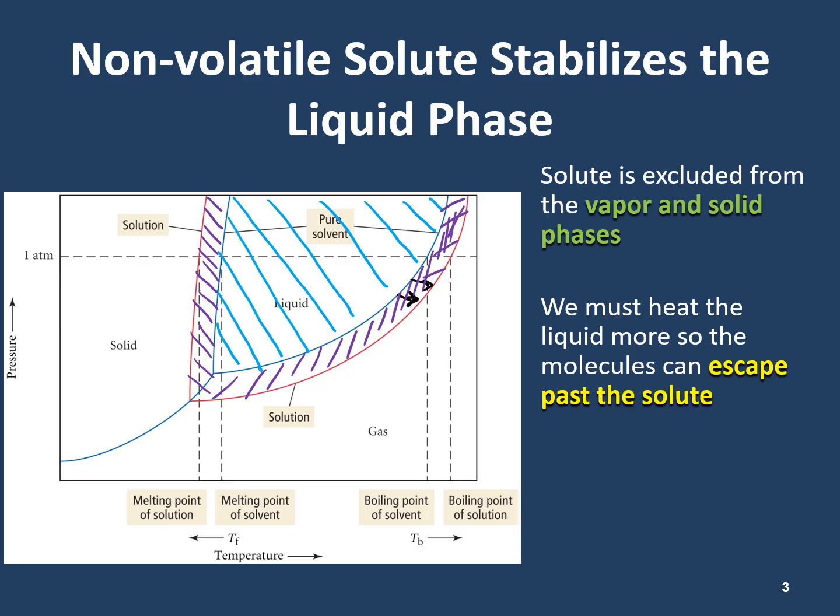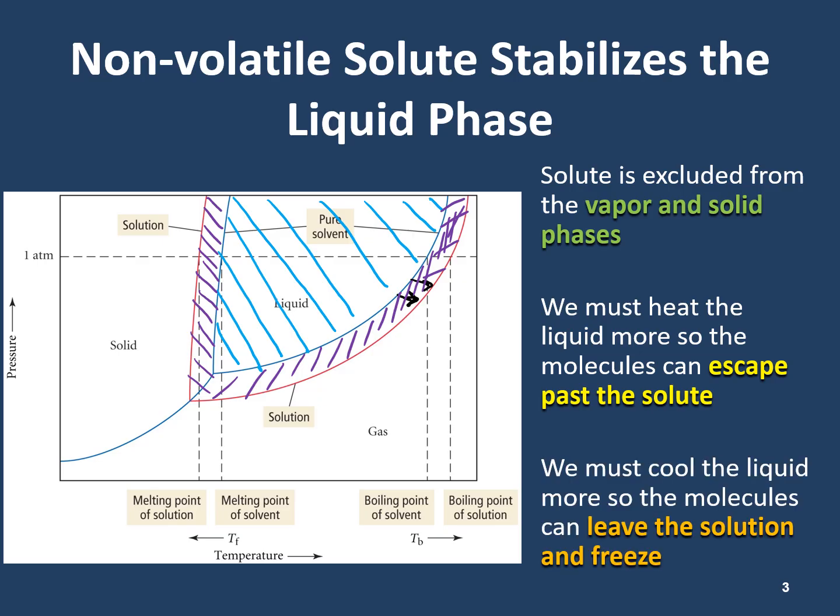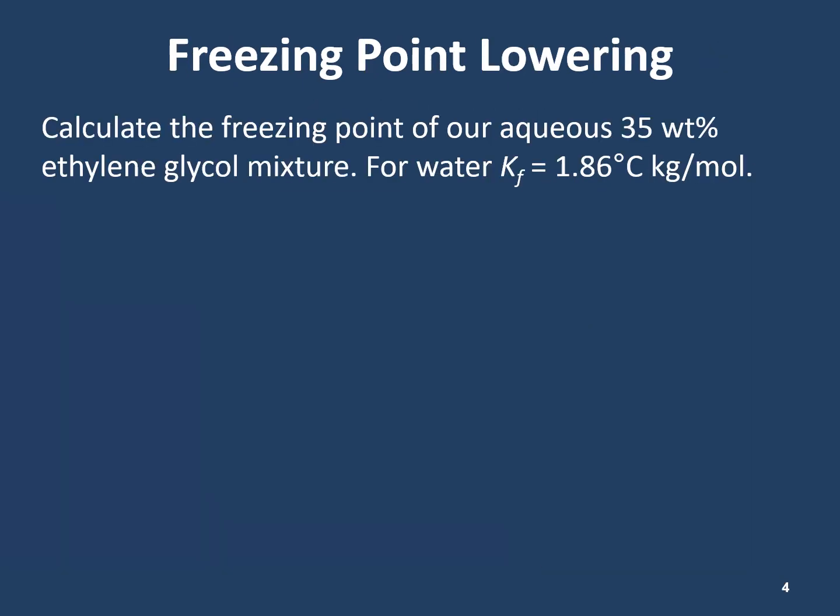We need more heat available to get those liquid molecules to escape past the solute for the boiling point, and we must cool the liquid even more so that the liquid molecules can freeze and form a solid crystal structure. So let's do some calculations. We have our 35% mass of ethylene glycol mixture. Ethylene glycol, if you remember, is C2H6O2. And we want to calculate the freezing point of this solution.